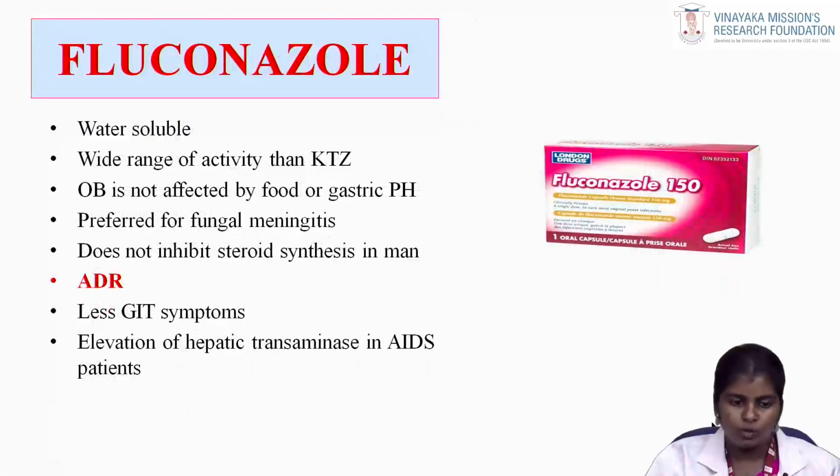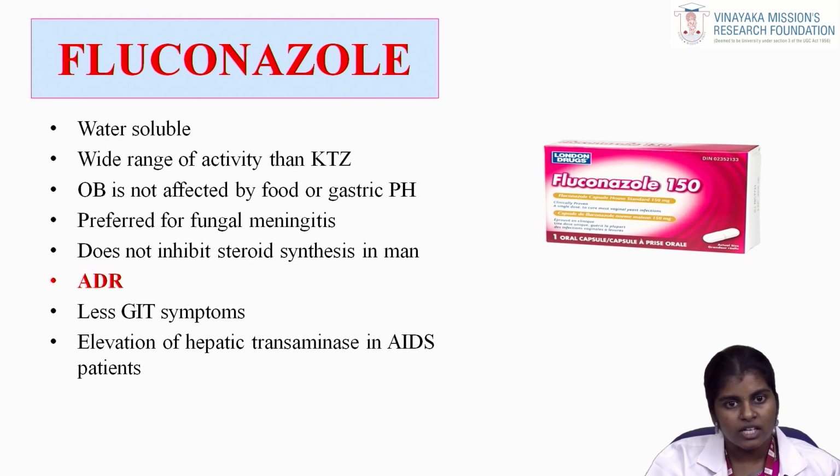Coming to the next azole group of drugs, fluconazole. It is a water soluble triazole. It is effective both orally and topically. It has a wide range of activity when compared with ketoconazole. Its oral bioavailability is not affected by food or gastric pH. So you can take it easily with other drugs such as omeprazole or antacids.